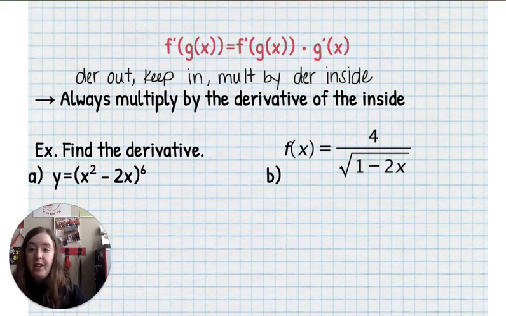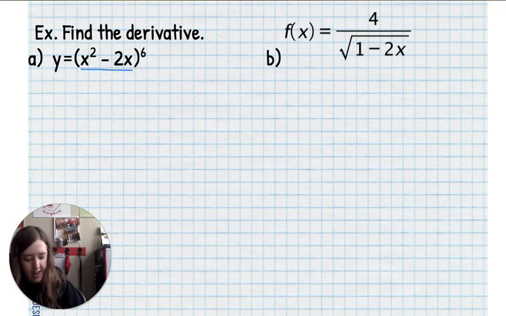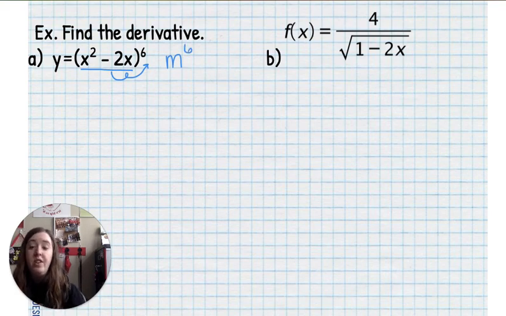So we want to find the derivative of y equals x squared minus 2x plus 6. So real quick, let's think of this. Let's pretend that x squared minus 2x, let's call him m. Right? So we have m to the 6th. Now if we wanted to find the derivative of m to the 6th, remember we would bring that constant out front and multiply it, so you end up with 6m, and then we'd subtract 1 from the power. 6 minus 1 is 5.